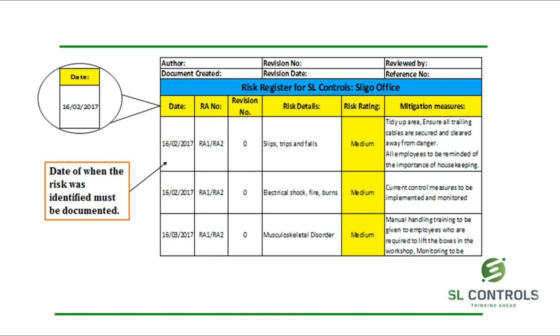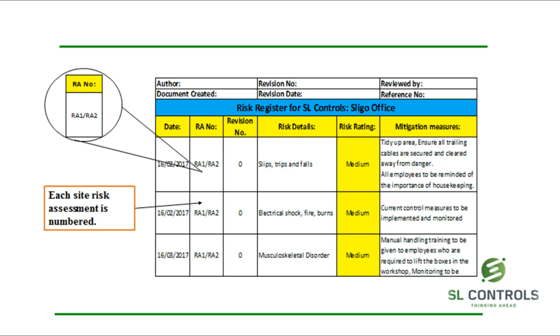The date at which the risk was identified must always be filled in, as it gives you a timescale as to how long it has taken to implement a control to that risk. Next, you have the risk assessment number. Each risk assessment carried out is given a risk assessment number. This will change with each risk assessment carried out.